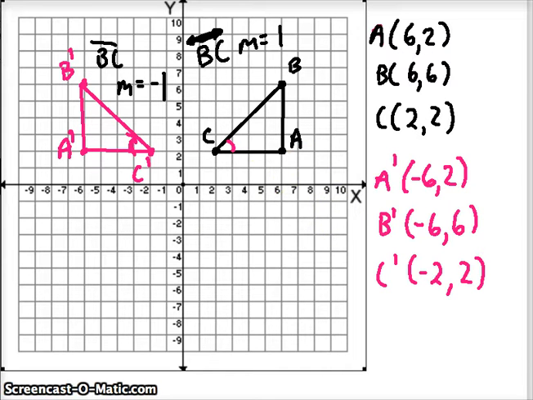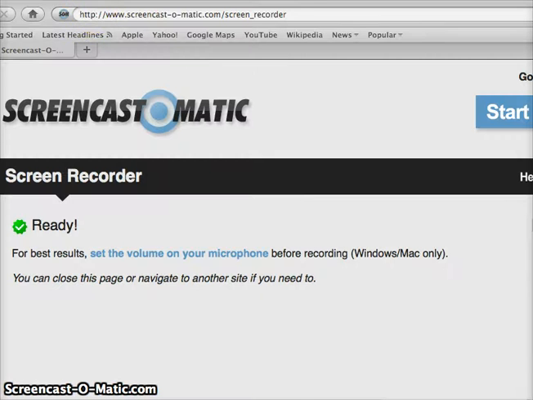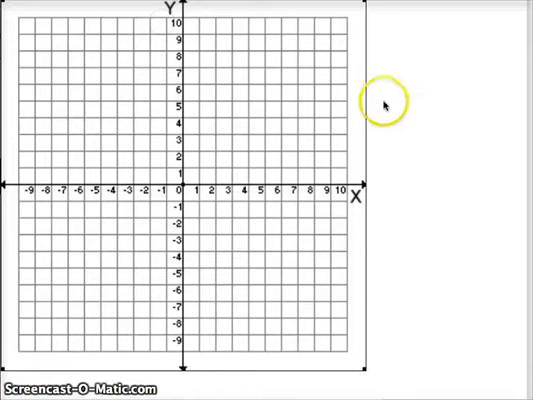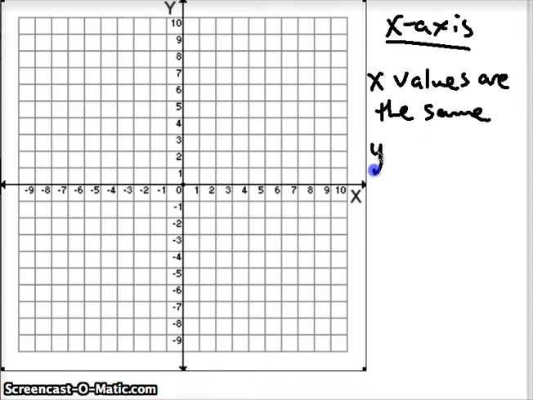Alright, let's get into the x-axis now. Reflections across the x-axis. So we're talking about the x-axis now. Well, it's just going to be the opposite of what we just did. So x values now, since we're reflecting across the x-axis, x values are the same. And now the y values are going to be the opposites.